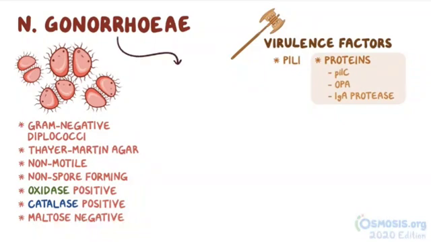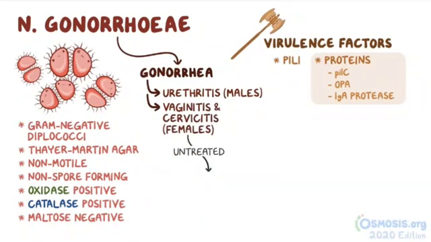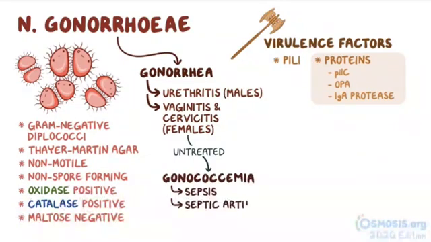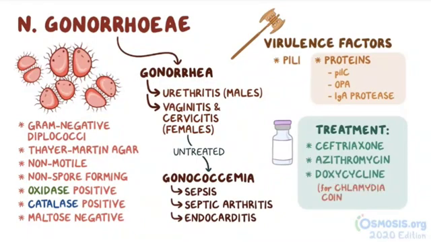Most frequently, N. gonorrhoeae causes gonorrhea, which commonly manifests as urethritis in males and vaginitis and cervicitis in females. Left untreated, N. gonorrhoeae infections can progress to gonococcemia and cause complications like gonococcal sepsis, septic arthritis, and endocarditis. Treatment is with ceftriaxone, and azithromycin or doxycycline are also given to cover a possible chlamydia co-infection.